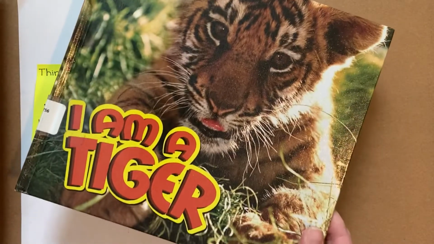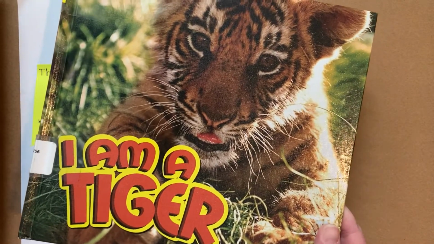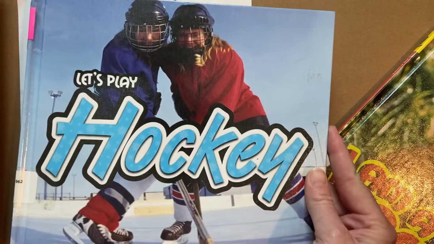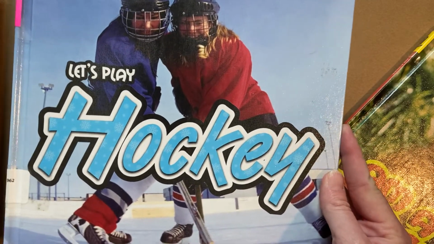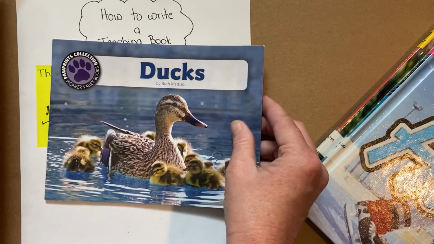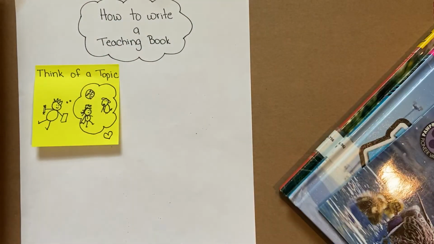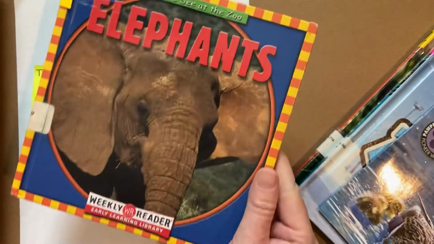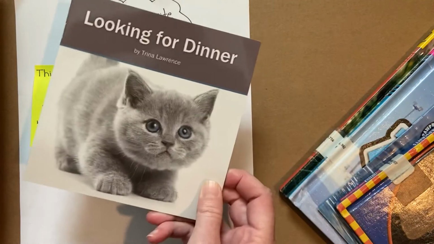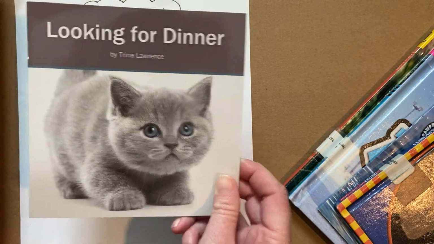You may know about tigers. Tigers are kind of fun. You may know how to play hockey, or how to play basketball, or how to play soccer. You may know some things about animals like ducks, or I know you guys know lots about elephants. So you could write an all about book about elephants. You may have some cats at home, so you may love to write about cats. You can do that.